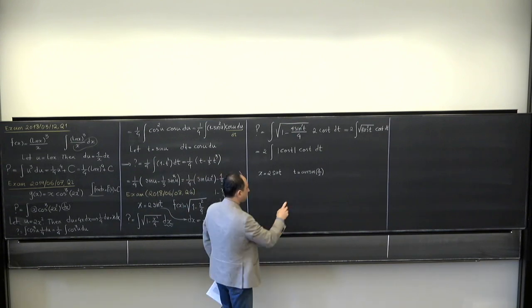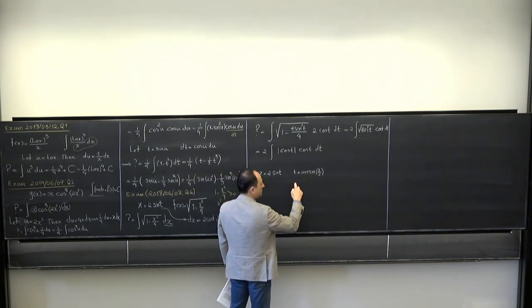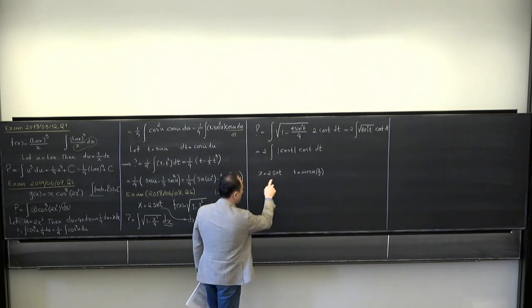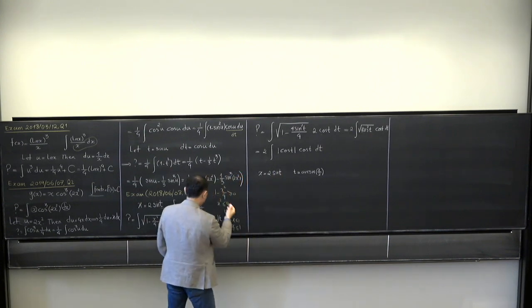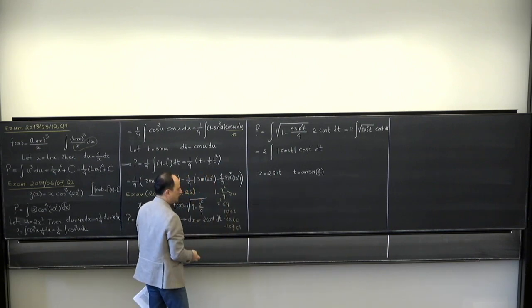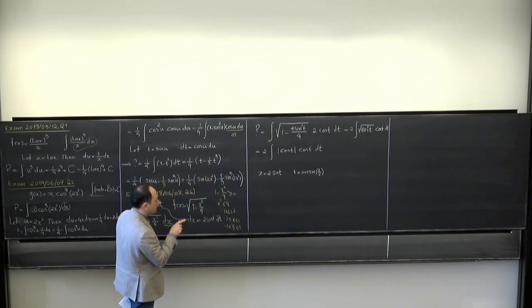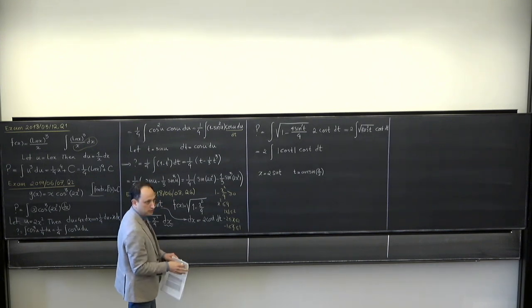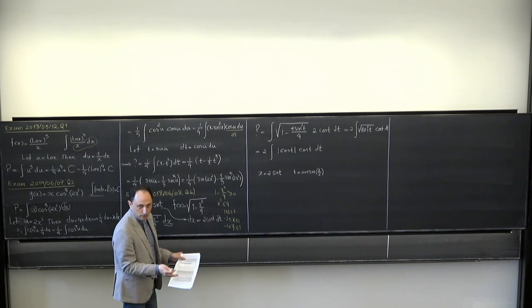Because you need to remember something. When I say x equals 2 sine t, can I have a control on t? According to what I told you, no. t can be any number, yes? I cannot force t to be in the first quadrant, or in the second quadrant, or in the third, or in the fourth. It can be any one of these.